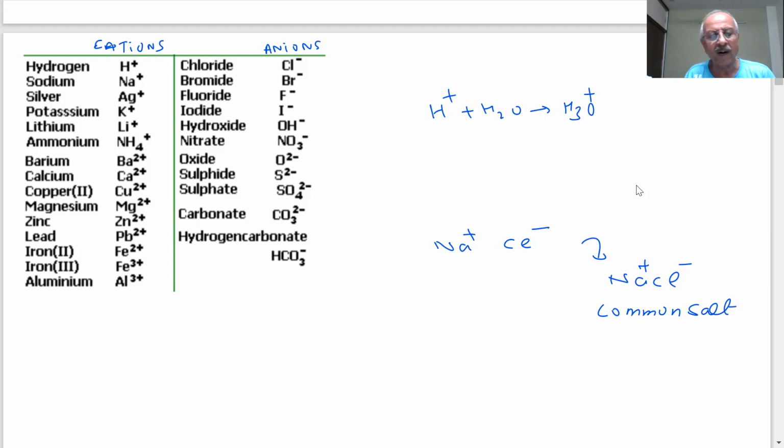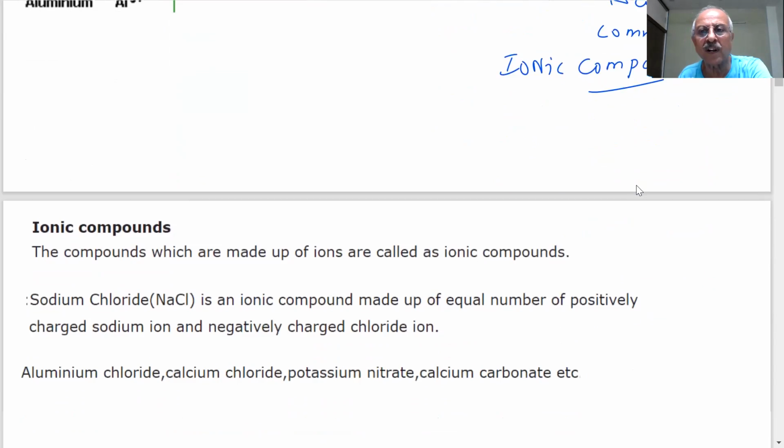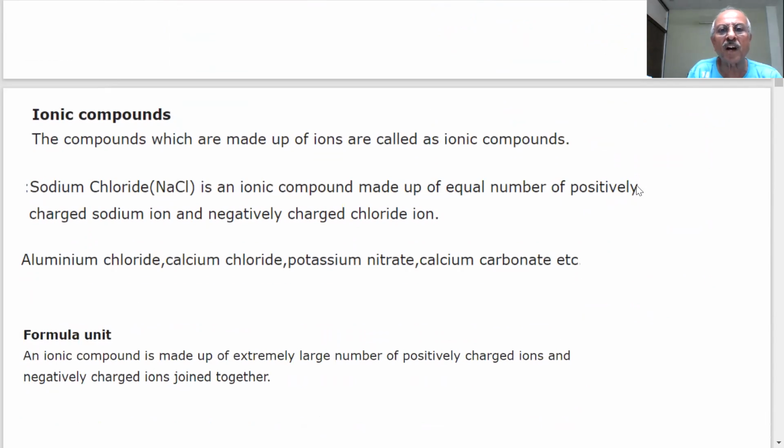And we will learn in the higher classes how it happens, what type of bond. This is called an ionic compound. It has ions which are present in it. The forces which are holding them are ionic. So ionic compound, students, that's what I'm talking. Compounds which are made up of ions are called ionic compounds. What are ionic compounds? Compounds which are made up of ions. Clear? Yes, sir. Note down.